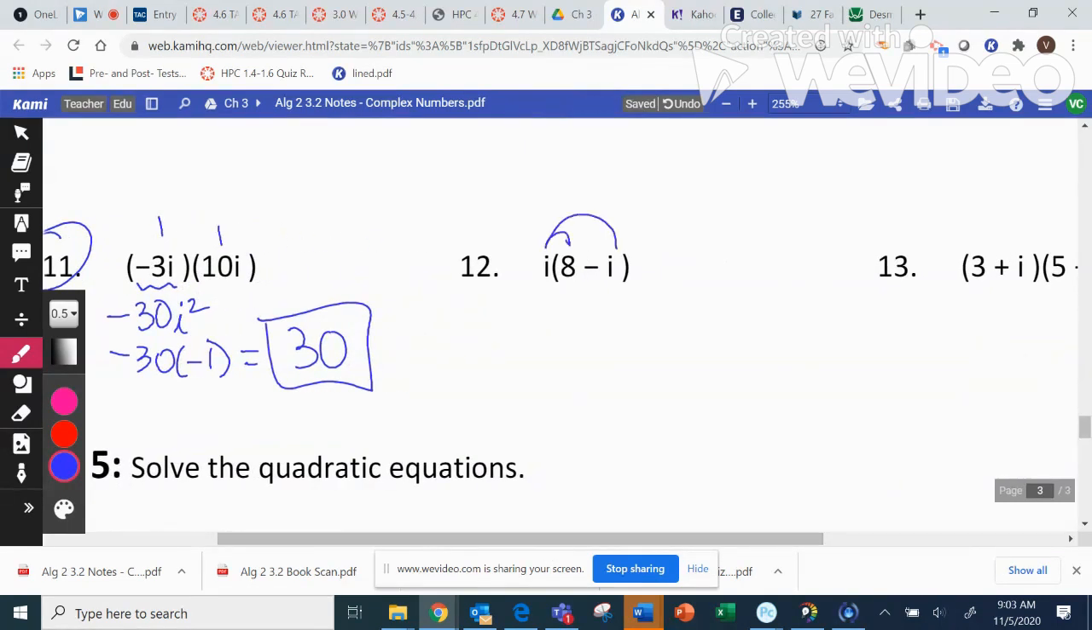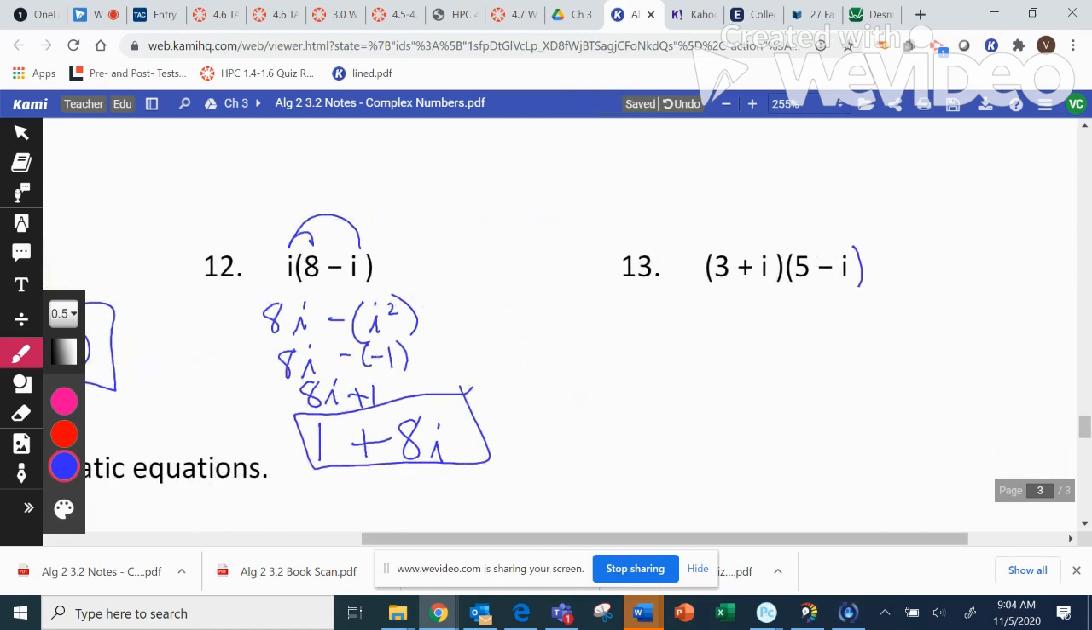This one, I distribute the i. 8i minus i squared, which is negative 1, which is positive 1. Is that my final answer? 8i plus 1, is that it? Trying to trick you, is that it? No? Ariana, why? Put it in standard form. 1 plus 8i, yes.